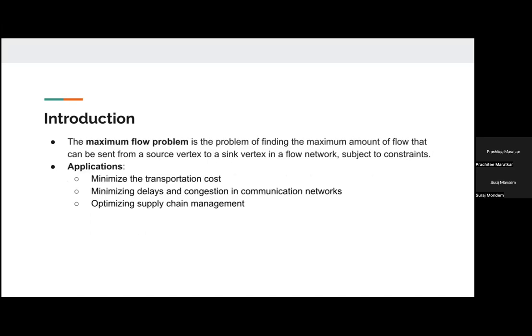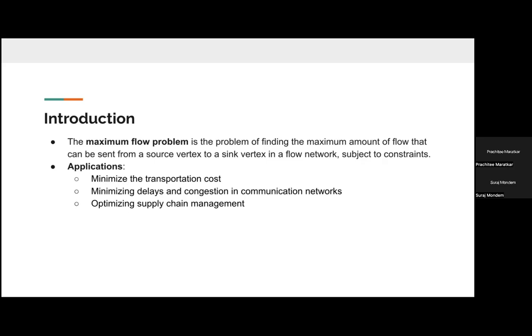With such kind of flow networks, we can model the maximum flow problem through which we can calculate the maximum material flow that can be sent from a source vertex to a sink vertex in the network by complying with the constraints on the capacity of the edges and the conservation of flow at each intermediate node.